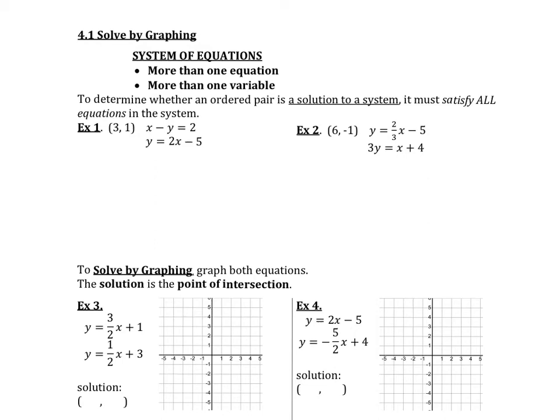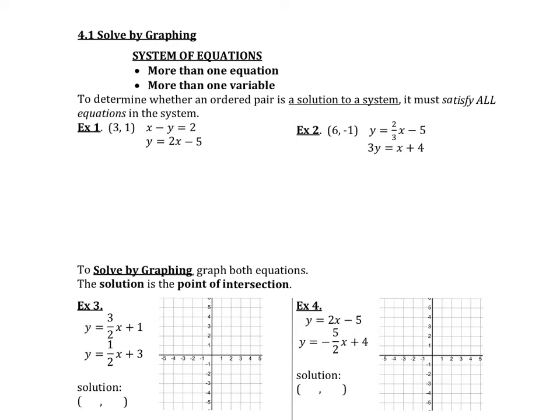Chapter 4 is on systems of equations. We just practiced some of them on Pear Deck. The definition of a system of equations is that there is more than one equation and more than one variable. In the case of these ones here, there are two equations and two different variables, an x and a y.